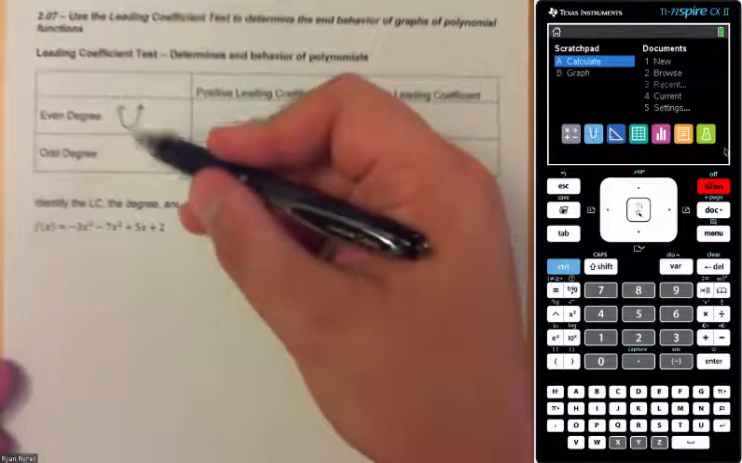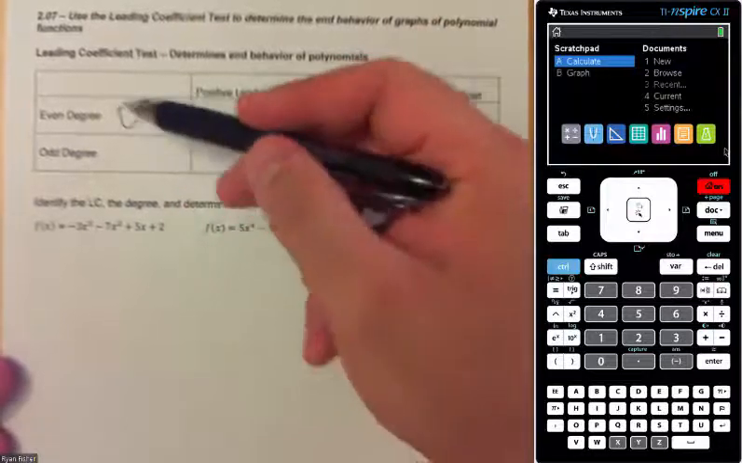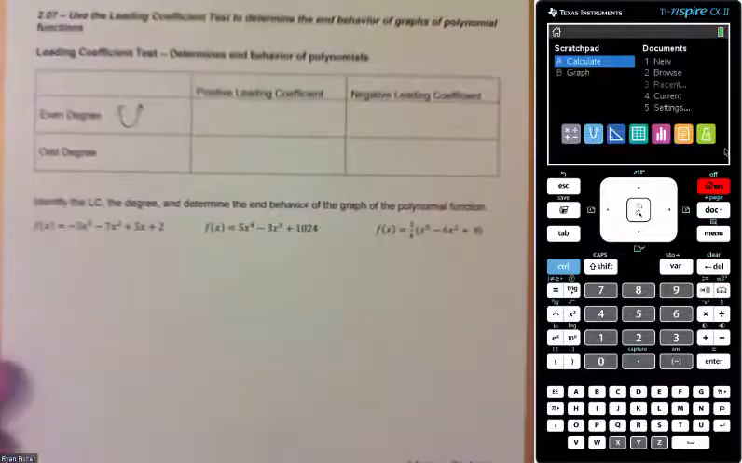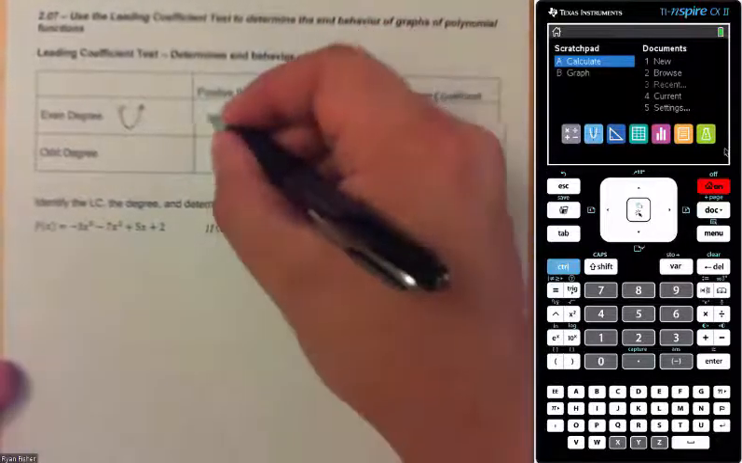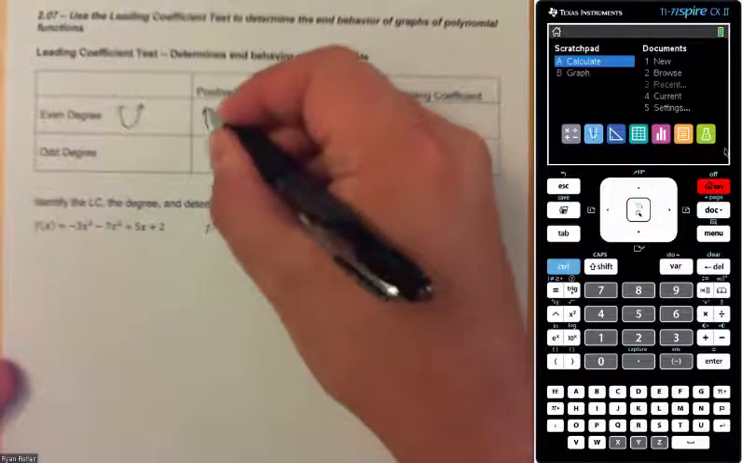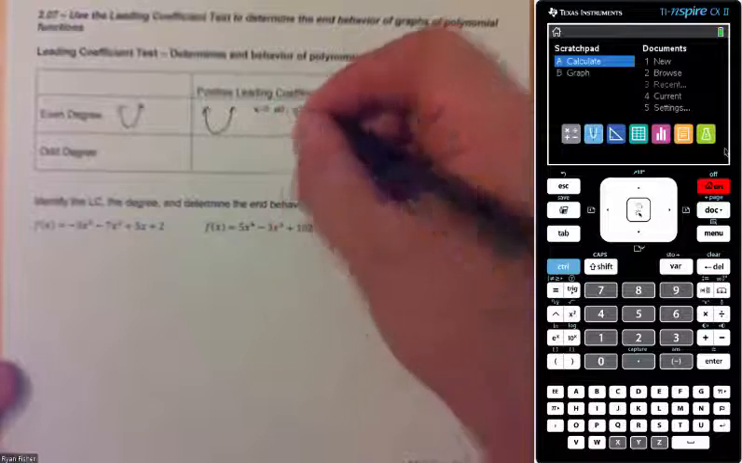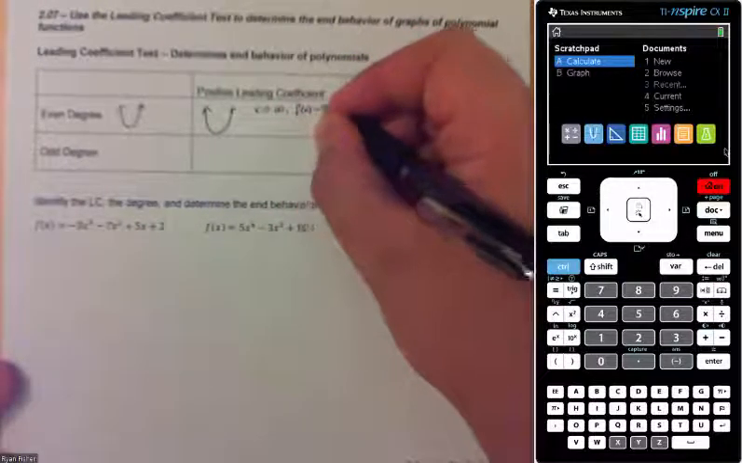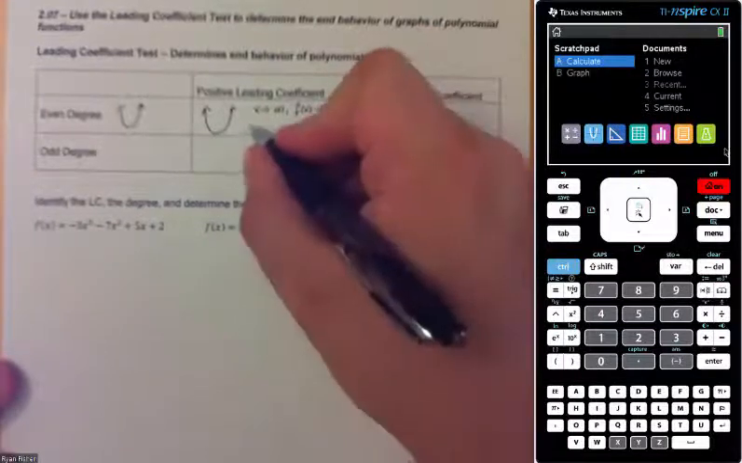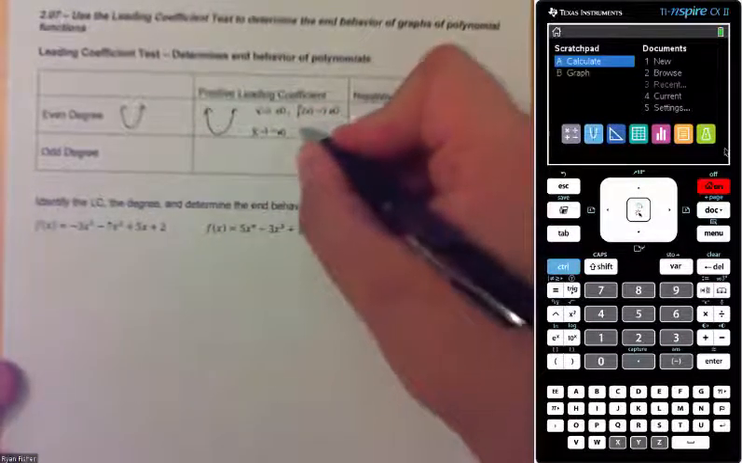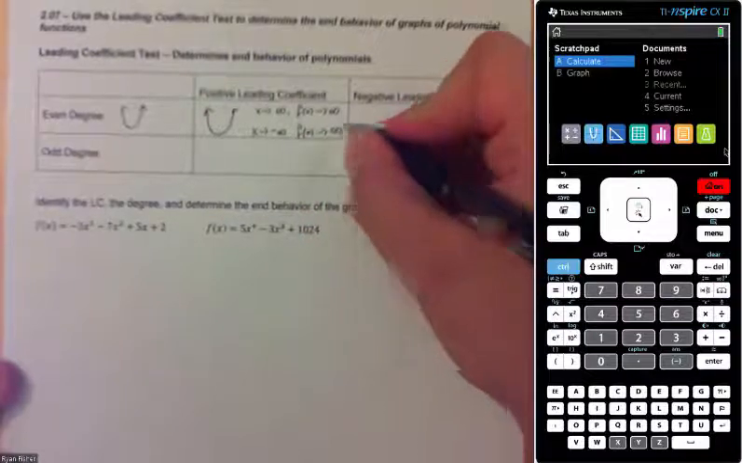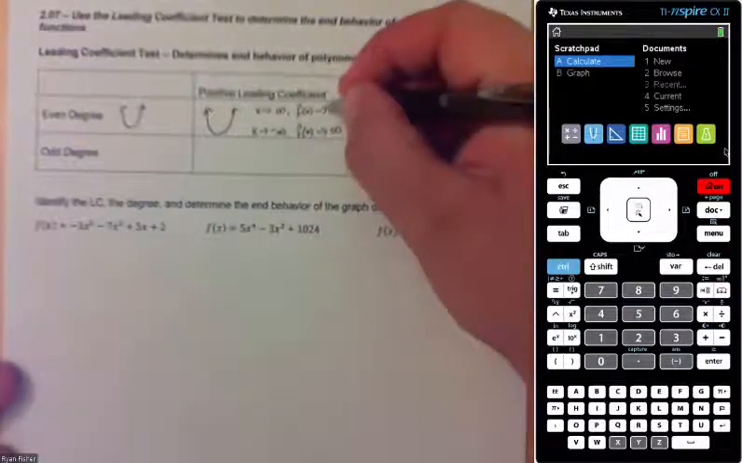They might wiggle a little bit in the middle, but in the end, they all more or less look like a U shape if you zoom out far enough. If the leading coefficient is positive, they open up, so you get something, maybe some wiggle in the middle, that looks something like this, where as x, the inputs, tend to infinity, the outputs also tend to infinity, and as the inputs tend to minus infinity, the outputs still tend to positive infinity, meaning they go up in both directions.